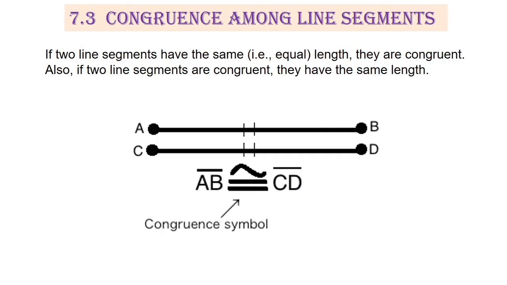Congruence among line segments. If two line segments have the same, that is equal, length, they are congruent. Also, if two line segments are congruent, they have the same length. Here, AB is one line segment and CD is another line segment. Since both are equal, we can say that line segment AB is congruent to line segment CD.